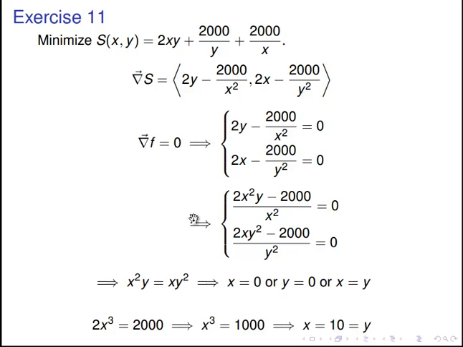In that case, go back up to the original equality. If y is equal to x, we have 2x cubed equals 2,000, which tells you x cubed is 1,000, or x is equal to 10, and y was equal to x, so y would also equal 10. So this tells us that our only relevant critical point is when x and y are both 10.